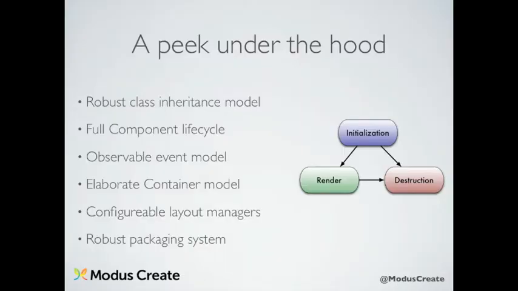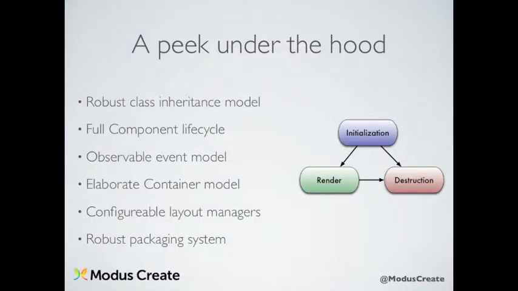Sencha Touch is the only mobile HTML framework that actually provides what's called the full component lifecycle. That is, if you go to do something like create a list, for example, you can expect that list to have an initialization phase, a render phase, and a destruction phase. And that all comes from the robust class inheritance model. That actually comes from a class called the abstract component class.